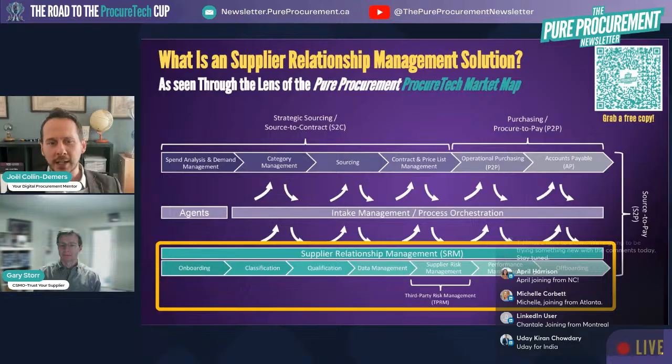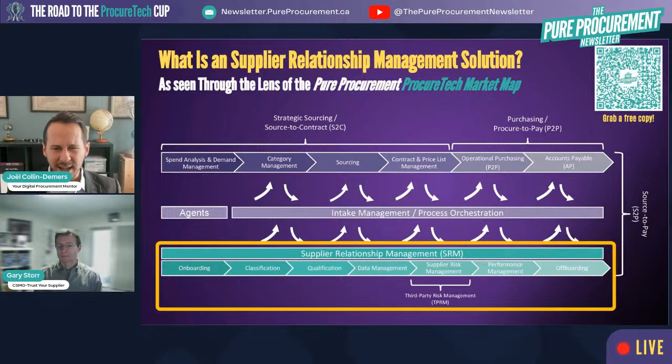We've got this new layer, intake management and process orchestration, that has shown up in the last couple of years as a foundation to help you navigate through a fragmented landscape. And then SRM at the bottom here is what we're talking about today, right? So it's really the supplier lifecycle management, whether it be the data, the relationship, the risk, and or the performance.